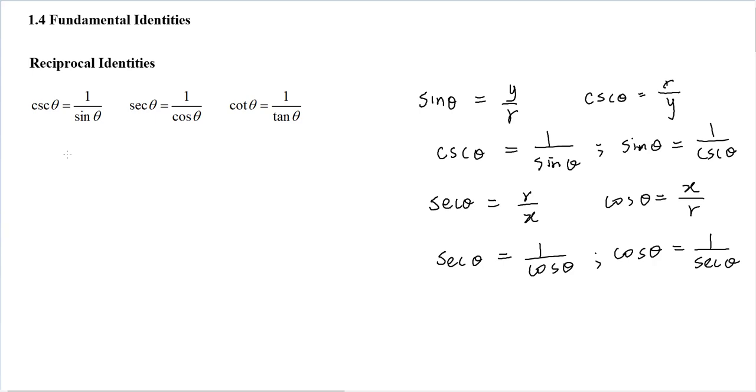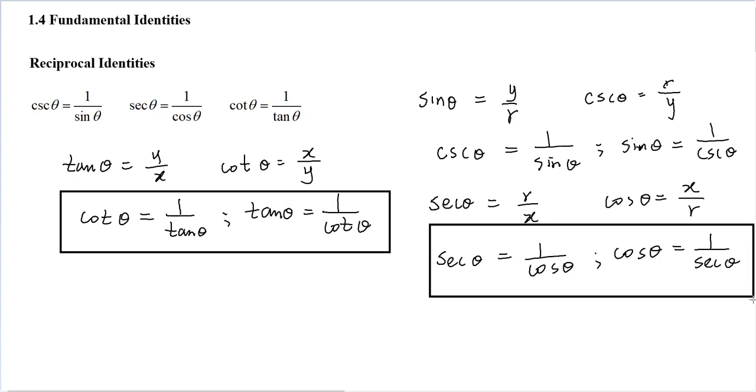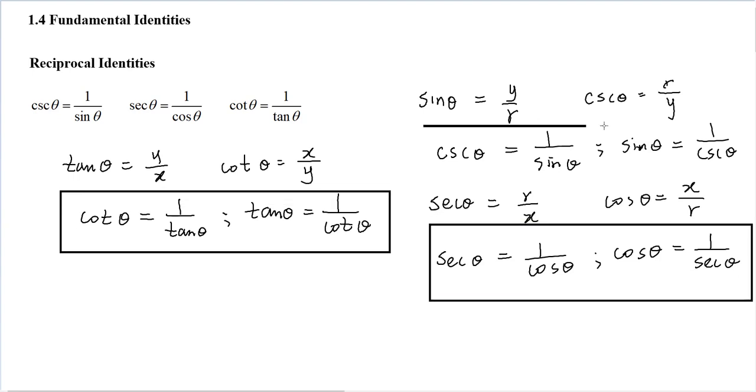And similarly, tangent theta, its definition was y over x, and cotangent theta's definition was x over y. Because of that, they are reciprocal to each other, so cotangent theta is 1 over tangent theta, and similarly, tangent theta is 1 over cotangent theta. And these 6 identities, these two, these two, and these two, are called reciprocal identities.